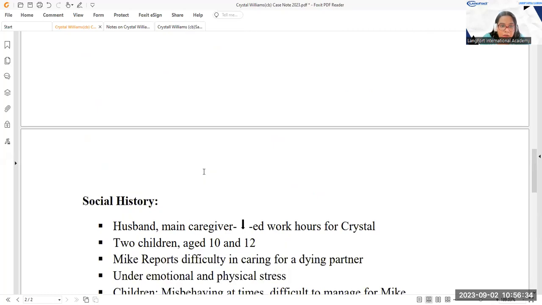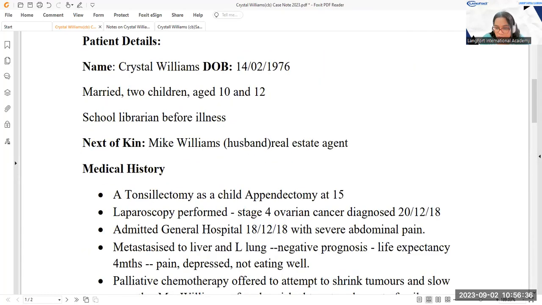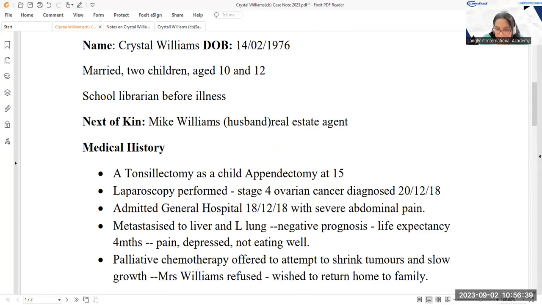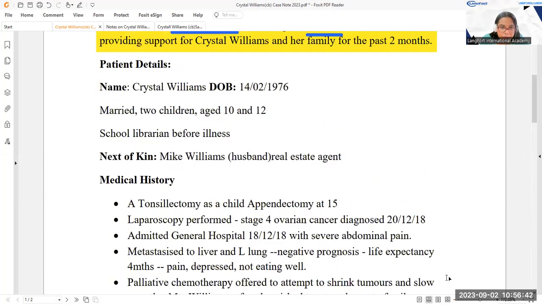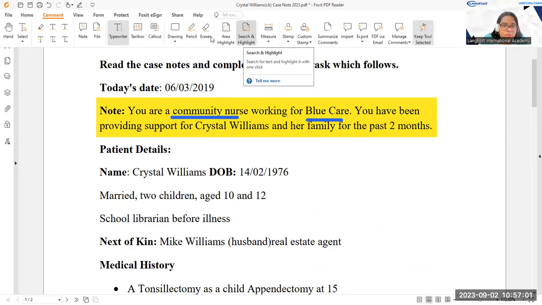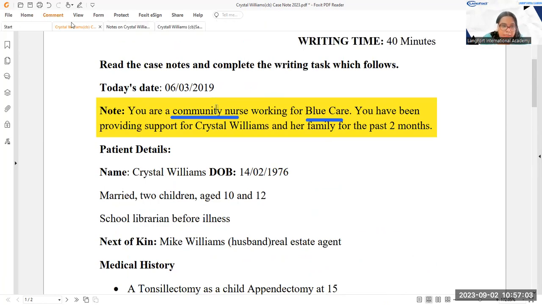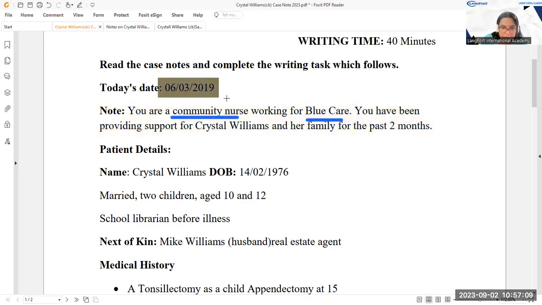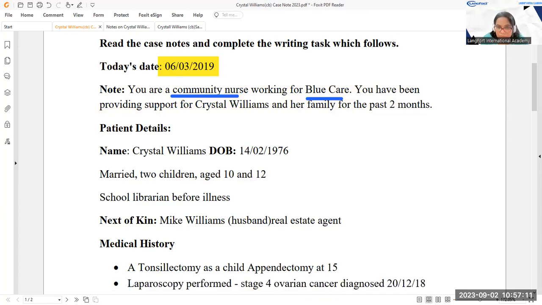Get ready. Read the case note. Let me just arrange the screen well so you can see. Go through the patient's name, next of kin, and medical history. All of you. Make a note of the dates. One second, before you do that, go through today's date. The day you're writing the letter is 6th March 2019. Make a note of that. Now read till the medical history.